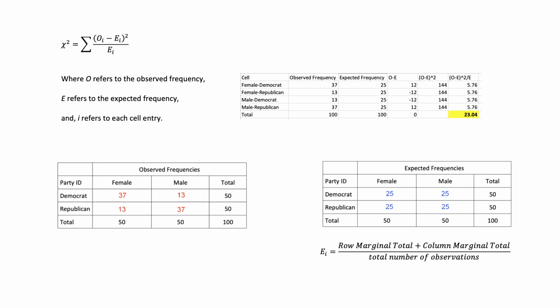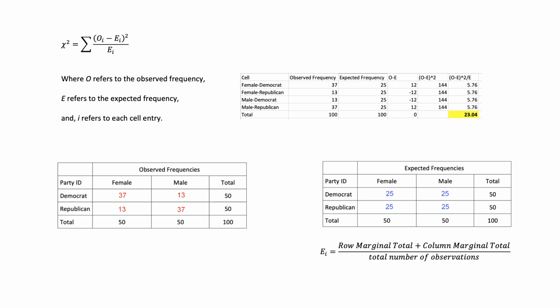So finally, after we've divided by our expected frequencies for each cell entry, we can add up all those cell entries, and that final sum gives us the value of chi-squared, which I've highlighted in yellow at 23.04. Once again, this is just a really simplistic example that uses a symmetrical expected frequency table, but the same rules apply no matter what type of table you have or how big your table is.